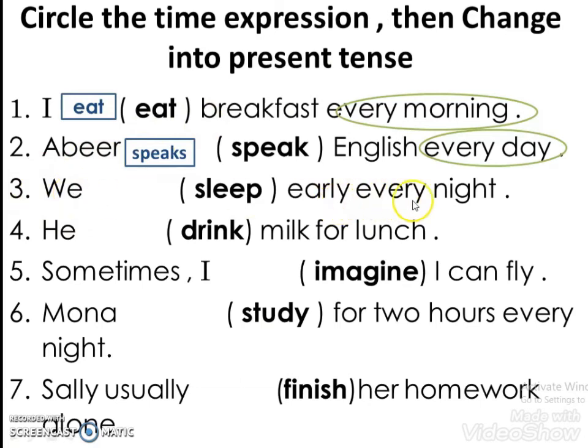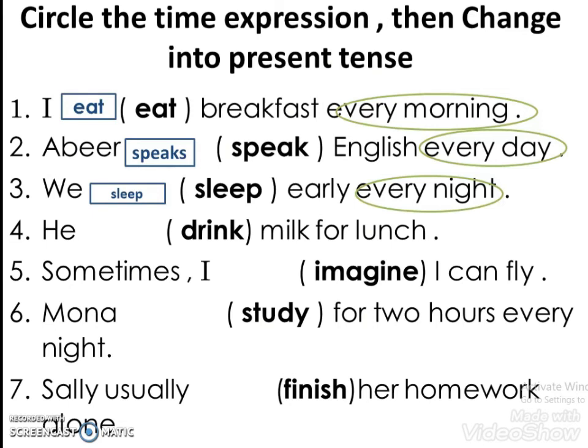We sleep early every night. Where is the time expression in the sentence? The time expression is every night. Okay, now let's look at the subject of the sentence. The subject of the sentence is we. We is a plural pronoun. So what should I do? I keep the action verb as it is. We sleep early every night.